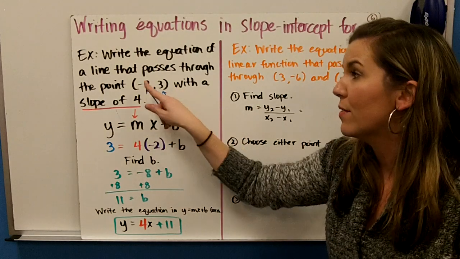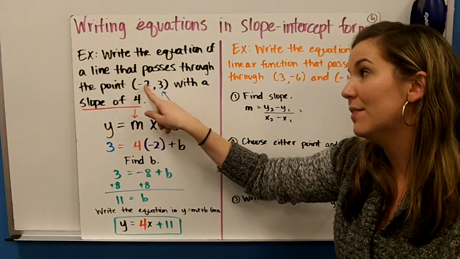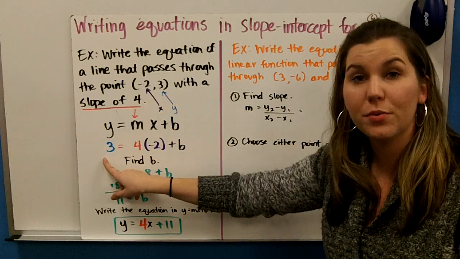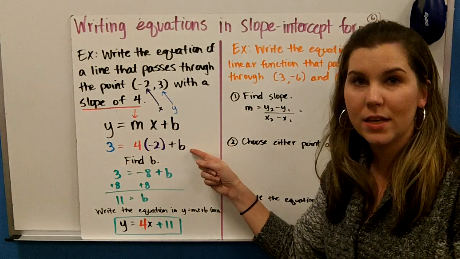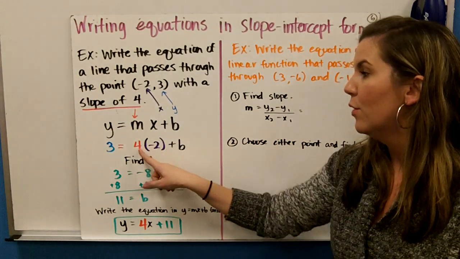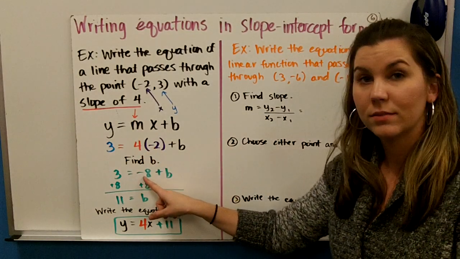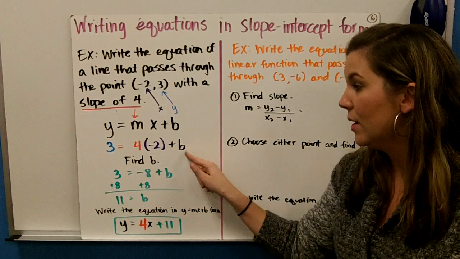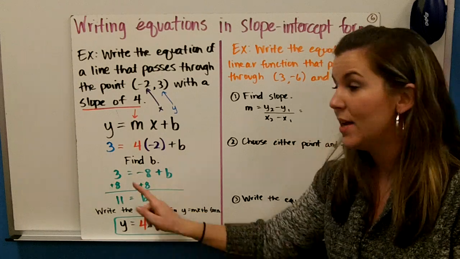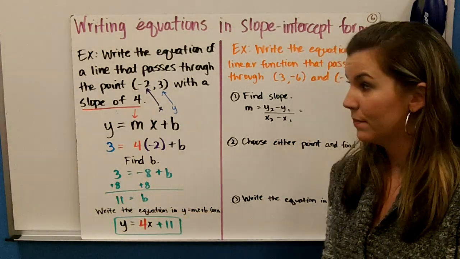We have an ordered pair. That's an x and a y. So instead of x, put -2, and instead of y, put 3. Now, we don't know what b is. We don't know what our y-intercept is, but we can easily solve for it. 4 times -2 is -8. Carry down the 3 and the plus b. Now solve for b. Add 8 to both sides. 8 plus 3 gives you 11.